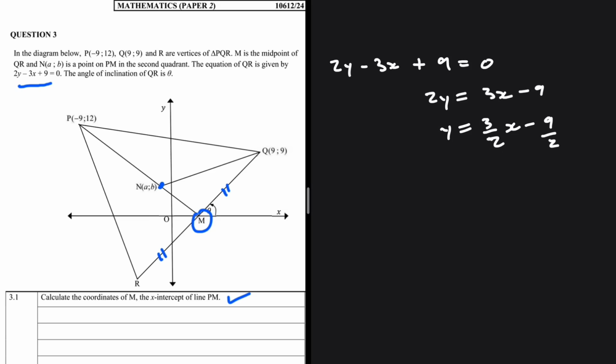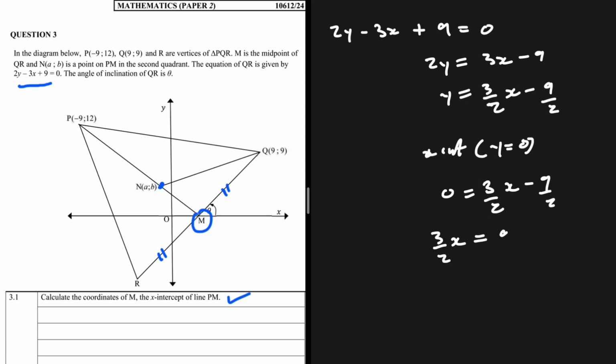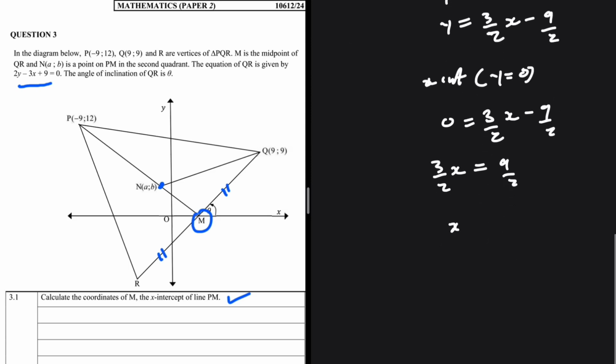So M is the x-intercept. For the x-intercept, we know fully well that y is equal to 0. So 0 is equal to 3 over 2 x minus 9 over 2. So 3 over 2 x is equal to 9 over 2. So we get x equals 9 over 2 multiplied by 2 over 3. That is the same as dividing by 3 over 2. So x is equal to 9 multiplied by 2, that is 18.